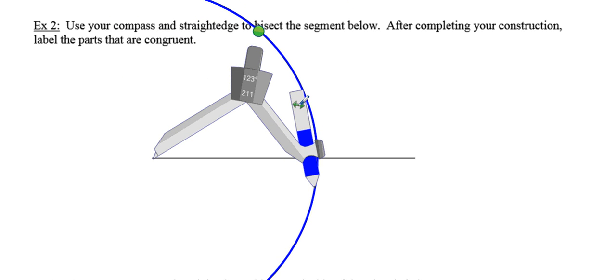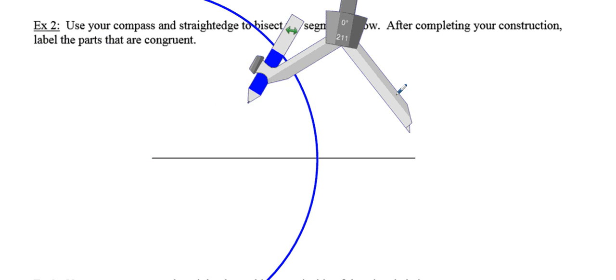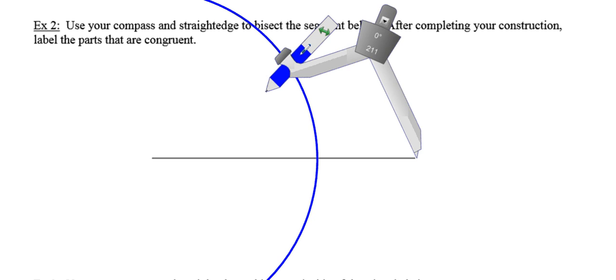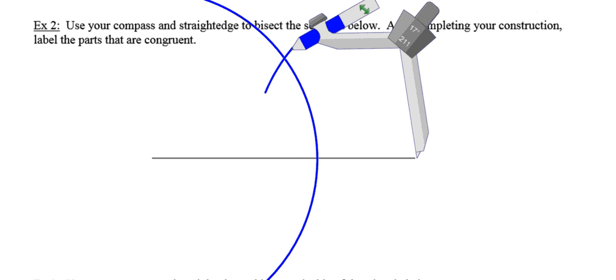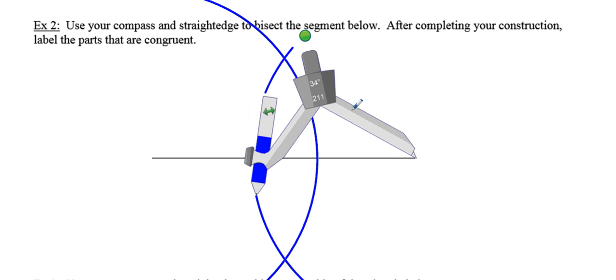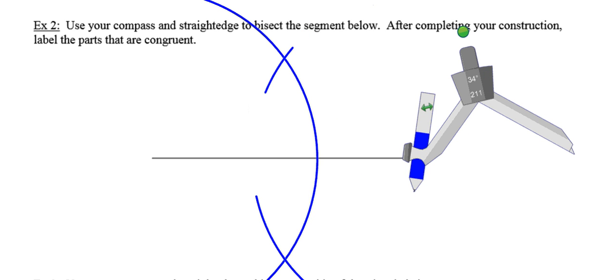Keeping the compass setting the same, I'm going to flip it around and put the point of my compass at the other end point. And now the second time around, I only have to go big enough so that my arcs will intersect the original arc. So I'm going to draw one down here, rotate the compass, draw a second one down here. And at this point, I'm done with my compass, grab my straight edge, and connect this point of intersection of the arcs that's above the line segment with that point of intersection that's beneath the line segment.